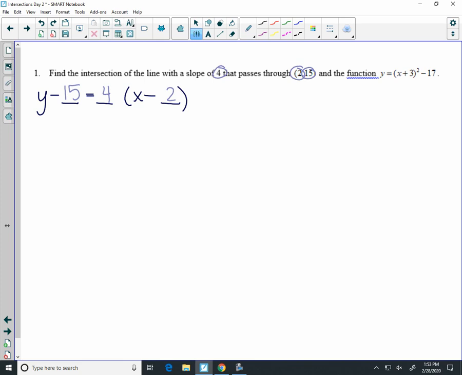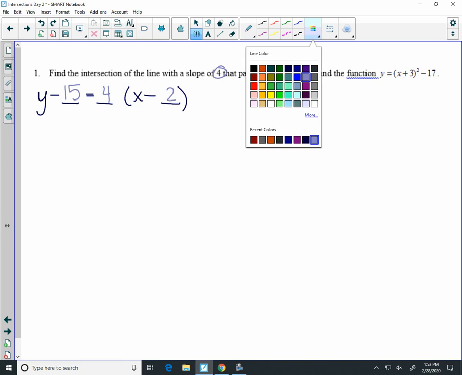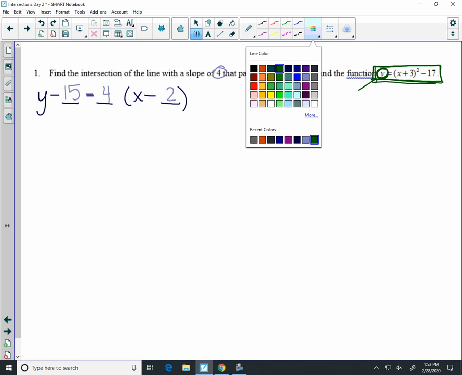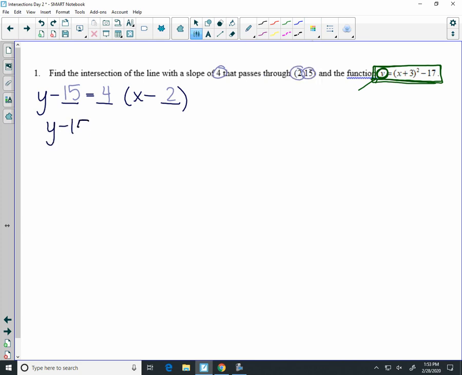Now, if we're going to find the intersection between this line and this parabola, and we're going to do this by doing algebra, what I'm going to do is solve over here for y so I can plug in here. So over here I'm going to solve for y. I'm going to distribute that 4. And I'm going to add over my 15.